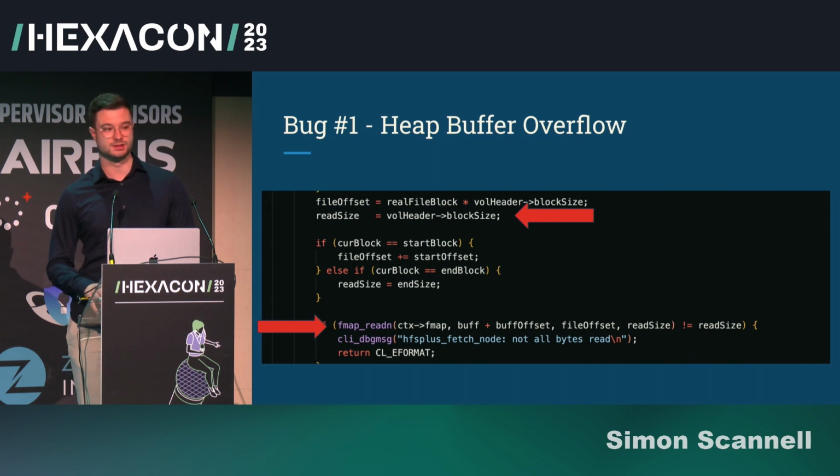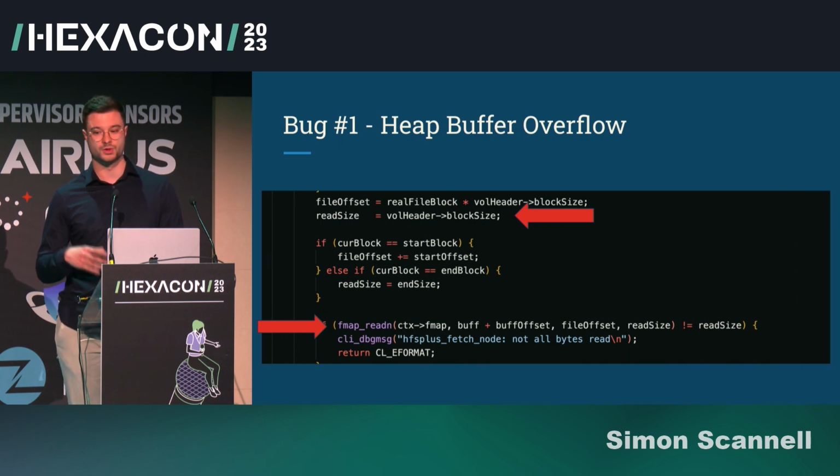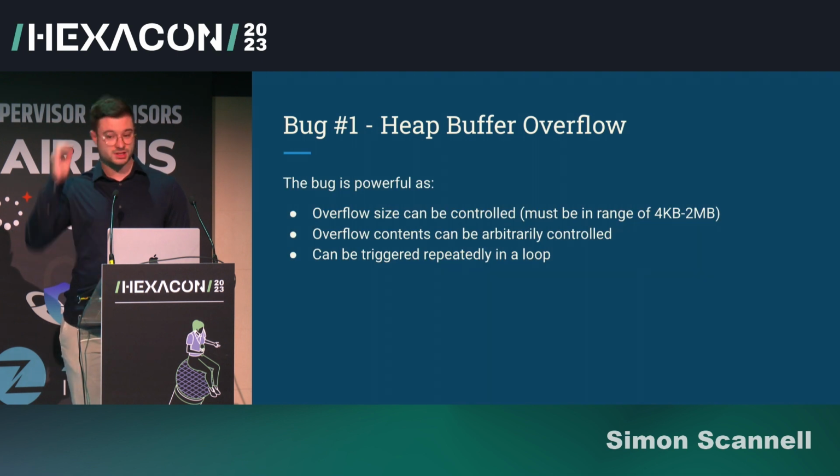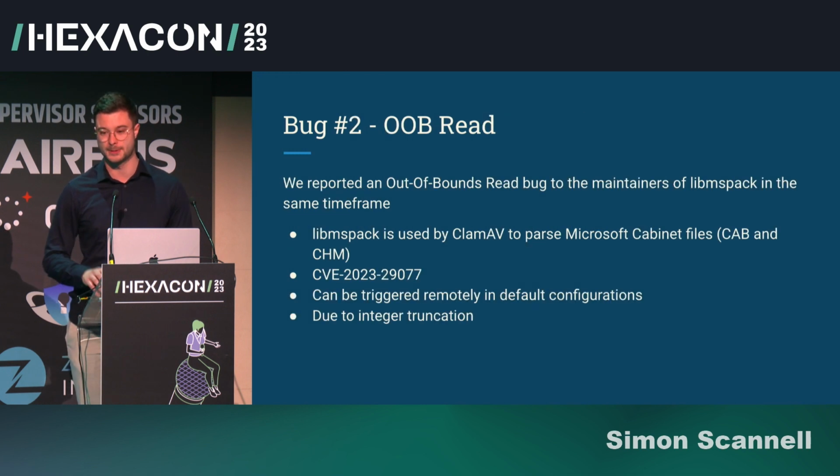I think the only reason it wasn't found already was that in order to reach the HFS plus parsing code, it had to be wrapped inside of a GPT partition. And I don't think any of the existing fuzzers like OSS-Fuzz were actually generating files like this. So the bug is quite powerful because the overflow size can be controlled, again, with some restrictions. And the overflow contents can also be arbitrarily controlled. So there's no restrictions like null bytes, for example. And we can trigger this bug basically as many times as we want because we could provide a zip file with as many of these HFS plus files as we would want.